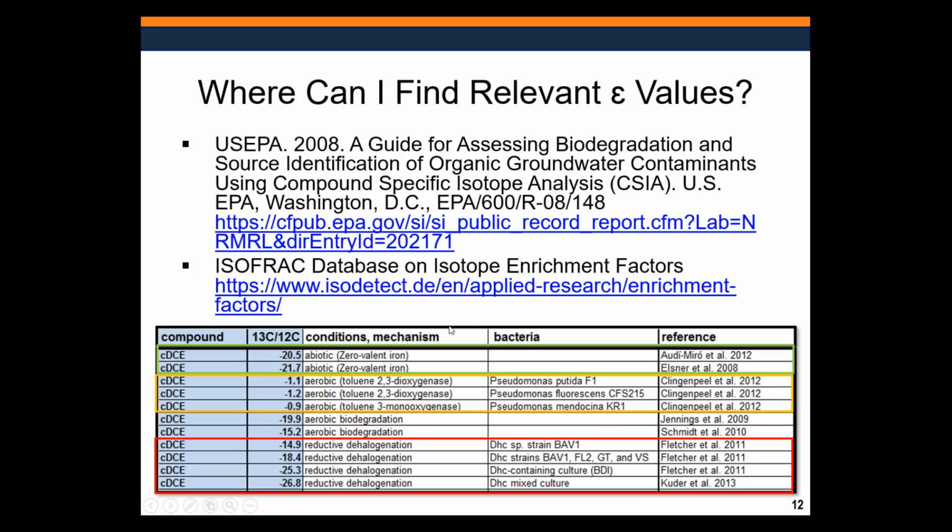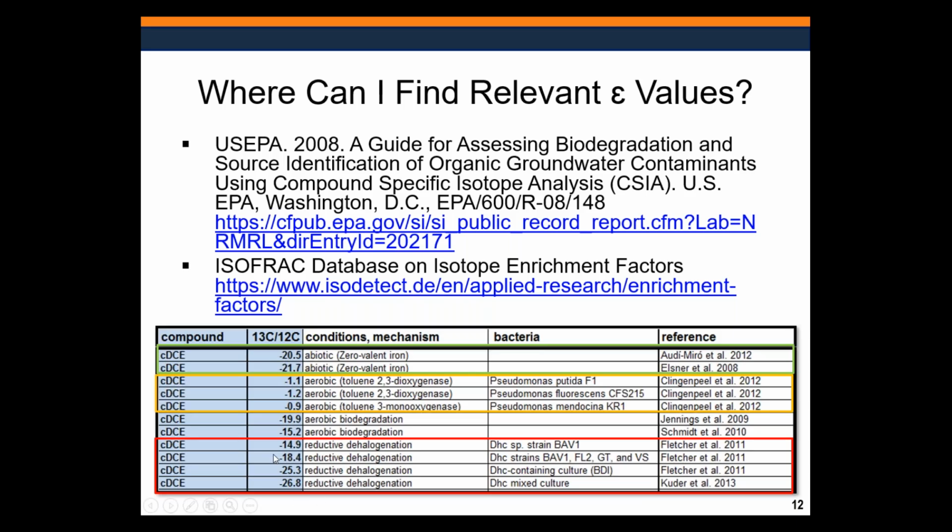And if we take a look, this is just part of that Excel sheet. This is an epsilon value. This is the compound. So this is degradation of cis-DCE. And we see using ZVI, so abiotically, this is degrading, getting enrichment of around -20 per mil, which is great. I mean, that's a very strong enrichment, something you would clearly see in the field.